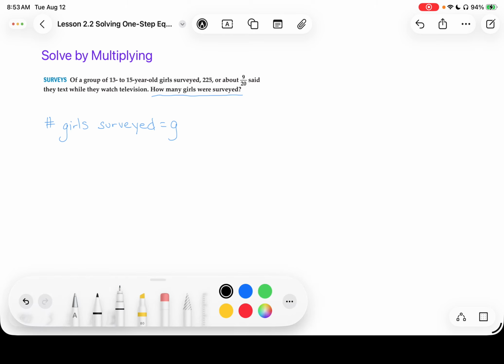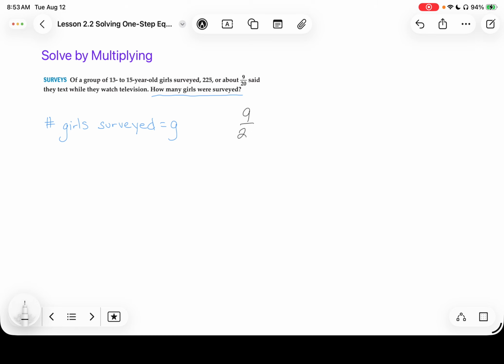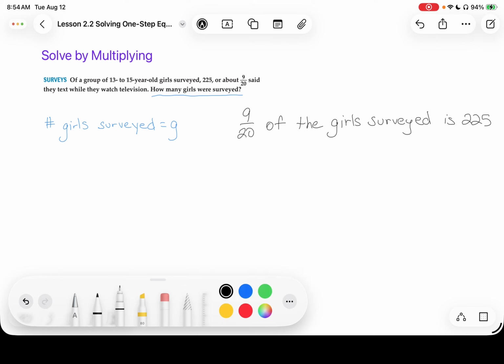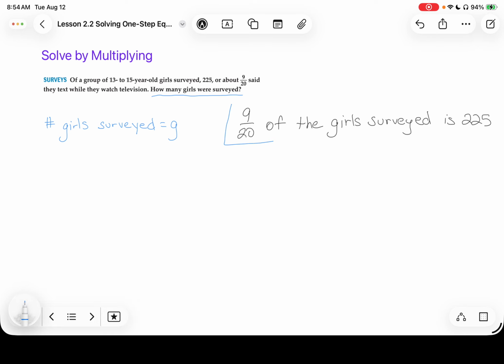So if I was going to write this in words, I would say 9/20ths of the girls surveyed is 225 of the total number surveyed. 9/20ths of that total number is 225. So let's turn this into an equation. The sentence into an equation.